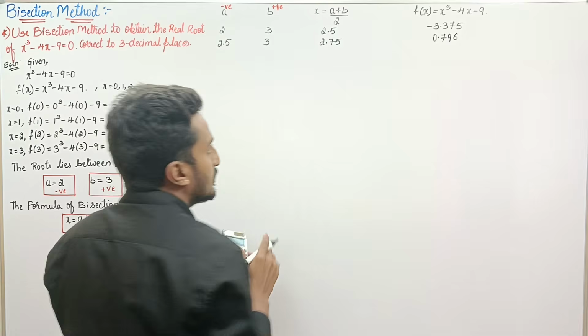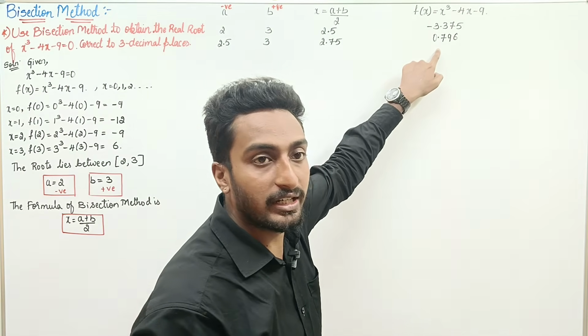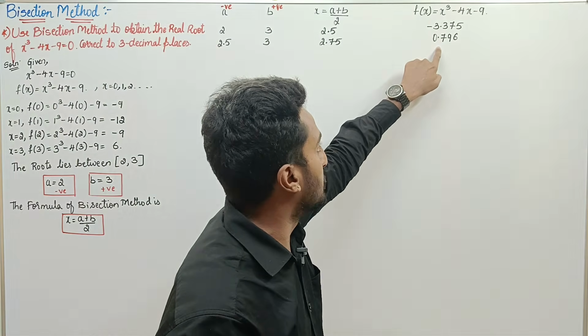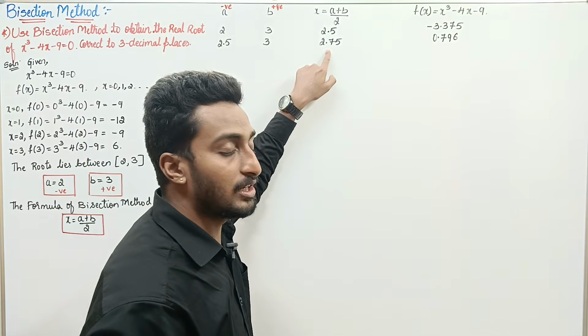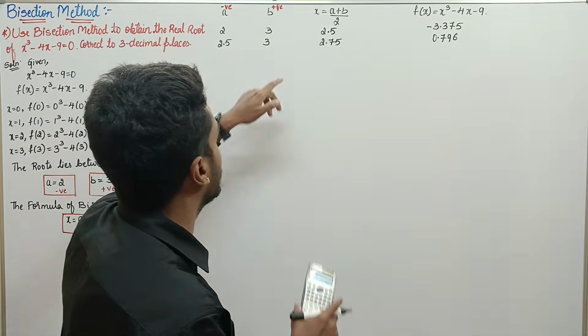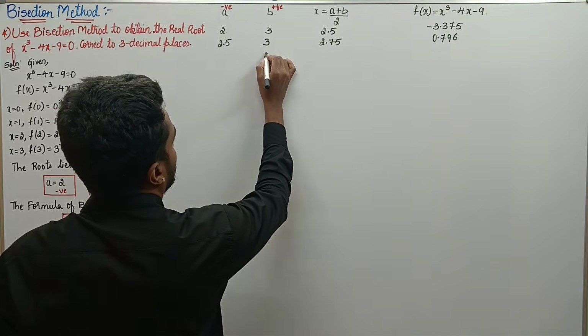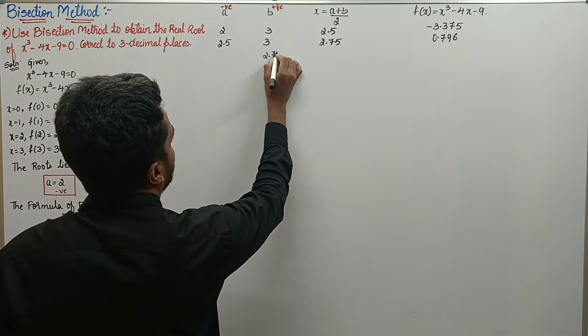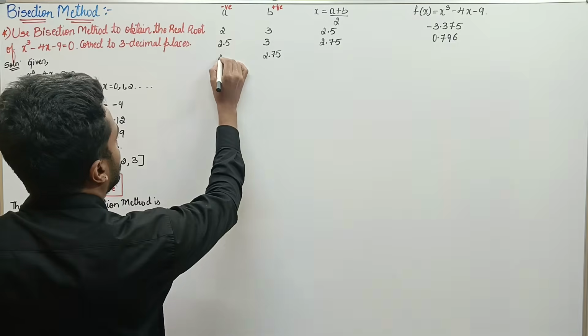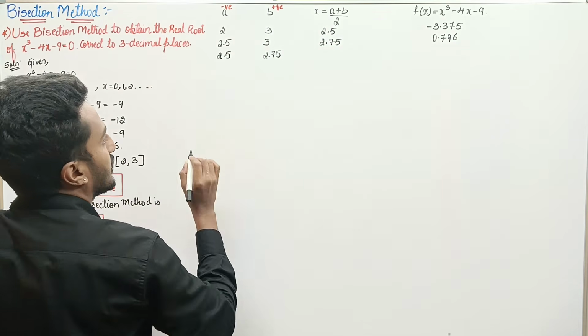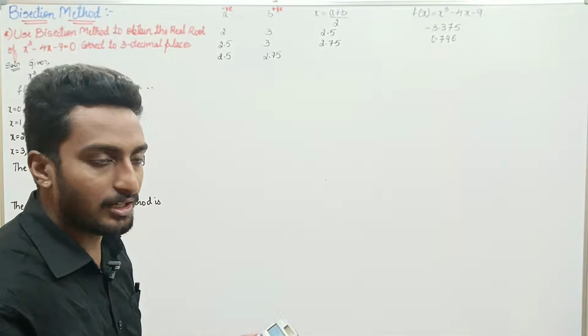Got the point? Now, is this positive or negative? This is positive. Since this is positive, the value of x will be replaced in place of the positive term, that is 2.75. Now this 2.5 remains constant. Repeat the condition in a similar way.